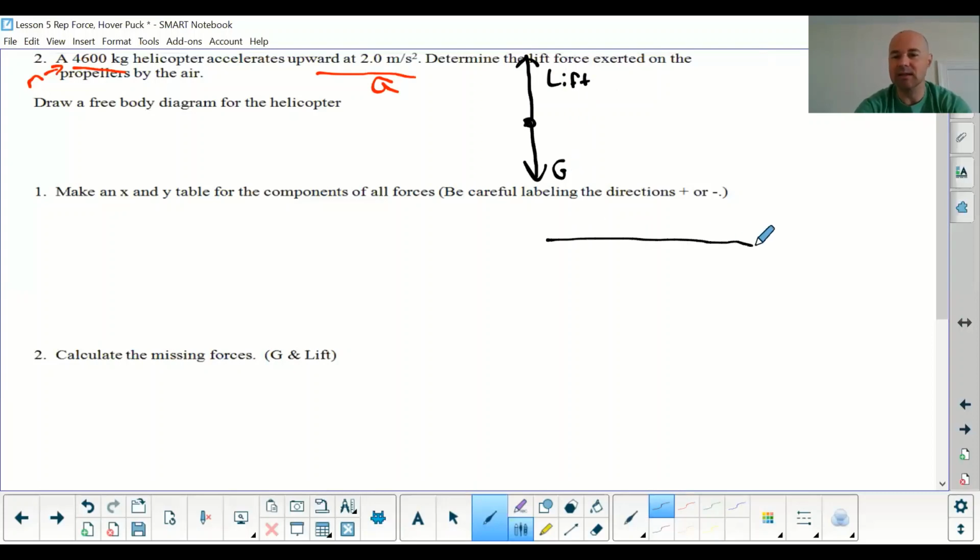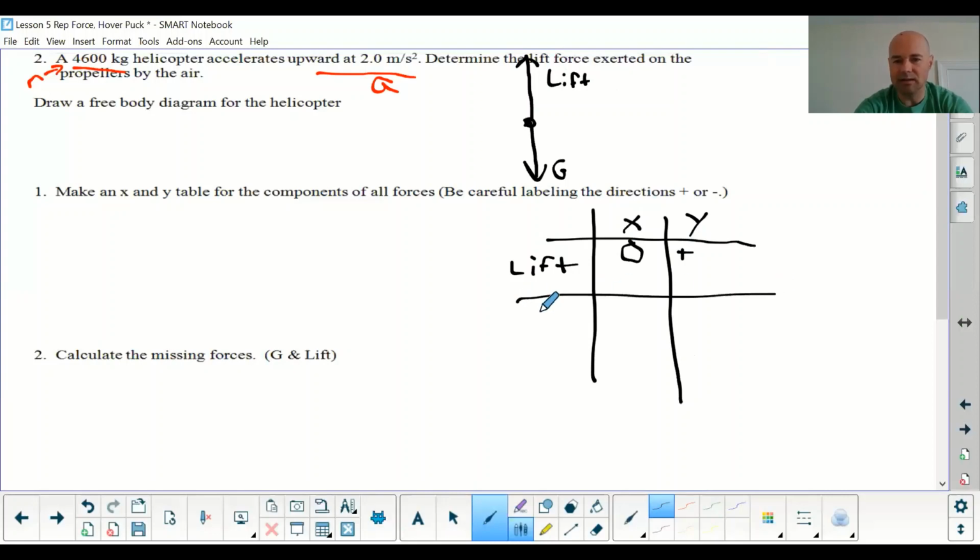We're going to make an X and Y table. So I'll do this really quickly. If you notice, is there anything going in the X direction? Are there any forces in the X? And again, you get the forces in this chart from just your picture. So we got the lift, which is going up. So it does not go in the X, so that's 0. And it's positive in the Y because it's going up. For gravity, that's the other force that we have. It is not going in the X direction because gravity pulls down, which is a negative. And those are the only two forces, so that's it.